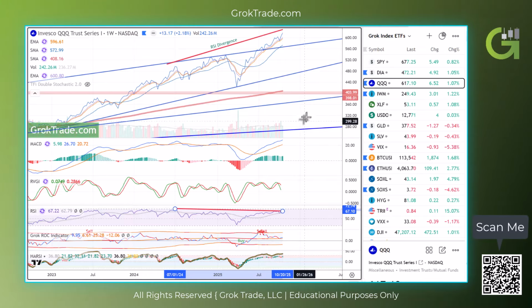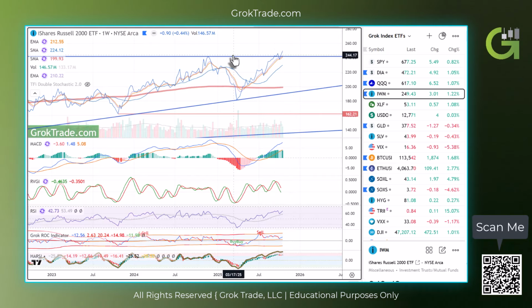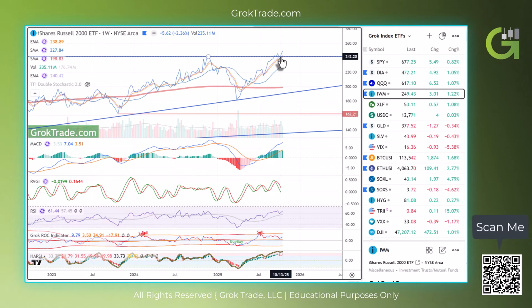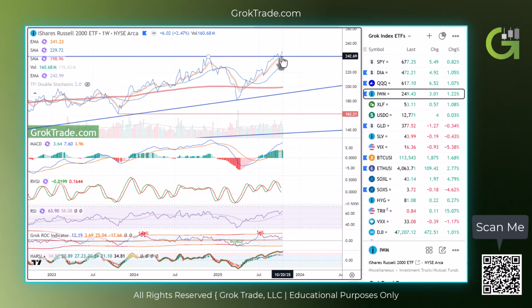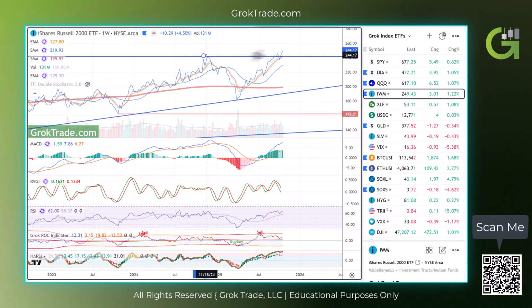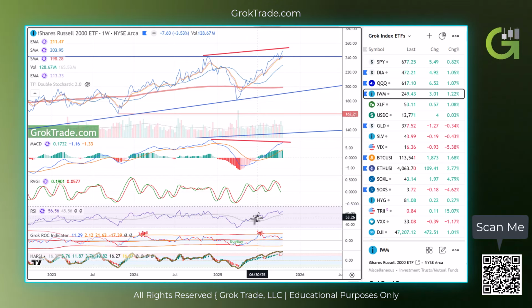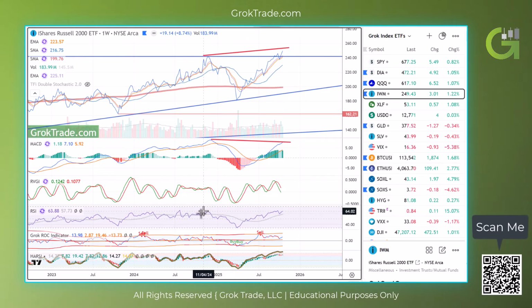We have that. Russell 2000, if you look at this, we broke a major area of resistance. Boom, up, looking really, really good. So this one, I don't see too many problems with it. We are going higher here. If you go to here, we are definitely going higher. I do have a MACD going lower. And I also have a here to here.